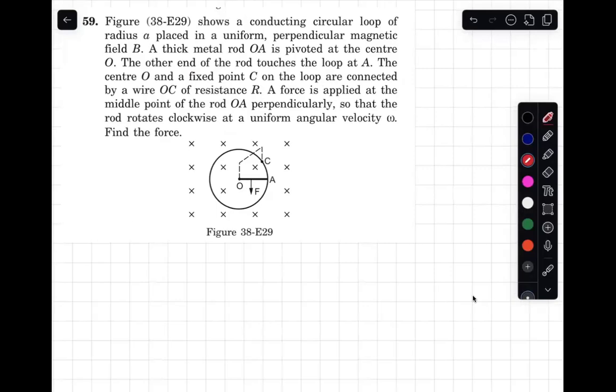You can see that a conducting circular loop of radius L is in a uniform perpendicular magnetic field B. A thick metal rod OA is pivoted at the center O. The other end of the rod touches the loop at A. The center O and a fixed point C on the loop are connected by a wire OC of resistance R. A force is applied at the middle point of the rod OA, perpendicular to it, so that the rod rotates clockwise at a uniform angular velocity omega.